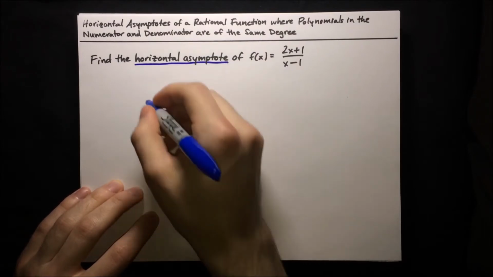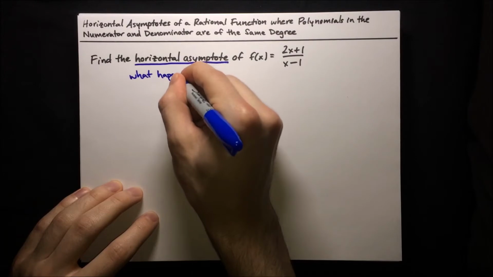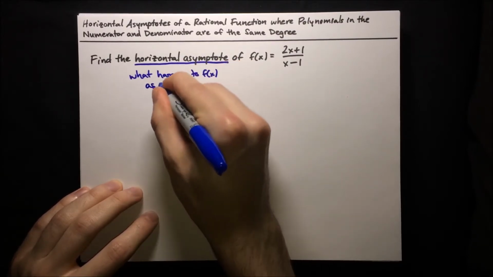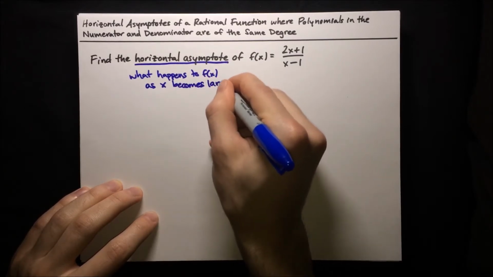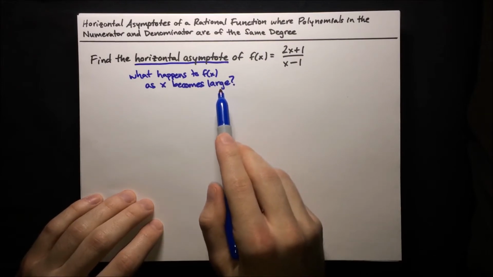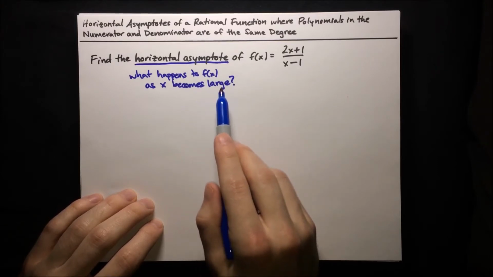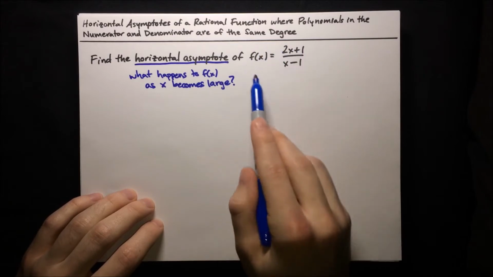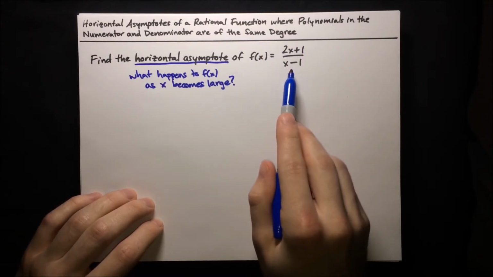We need to ask ourselves the question, what happens to f of x as x becomes large? And by becoming large, we mean what happens when we plug in really big numbers for x. So big positive numbers or big negative numbers. Like, what does this function evaluate to roughly when we plug in 1,000,000 for x? Or what about negative 1,000,000?